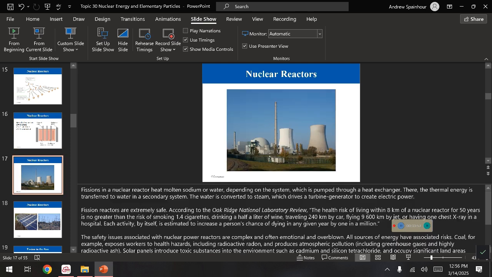Okay, nuclear reactors. Fission in nuclear reactors produces heat. Molten metal or water, depending on the system, is pumped through a heat exchanger and the thermal energy is transferred to a secondary system. The water is converted to steam, which drives the turbine. This is just what I've said before. Essentially, all power plants just run off the electricity principles we discussed before.